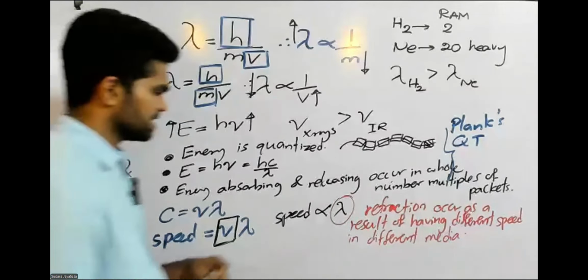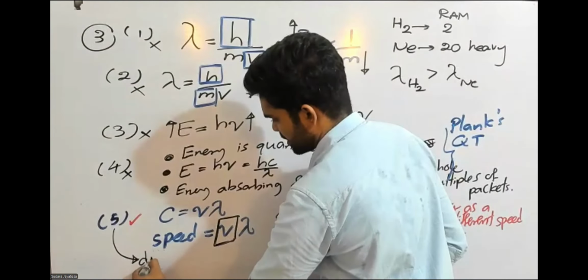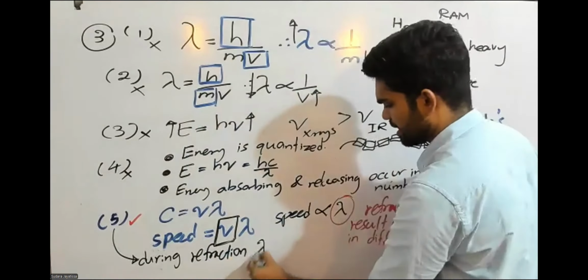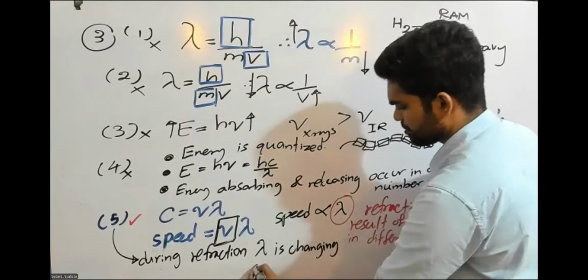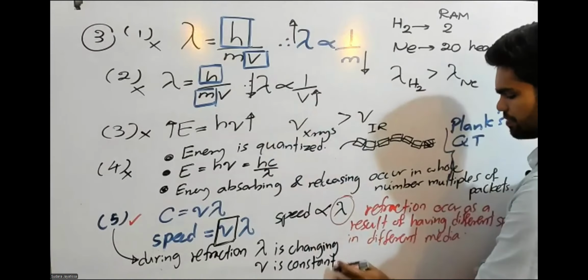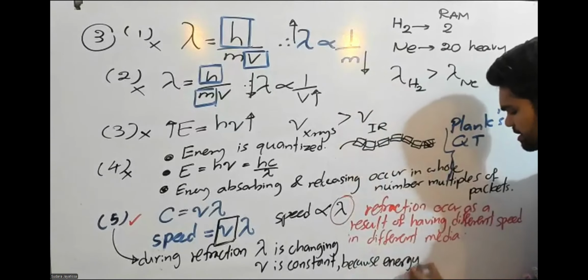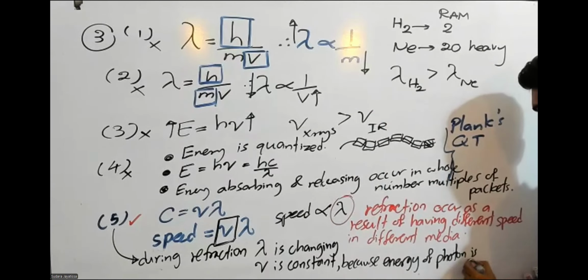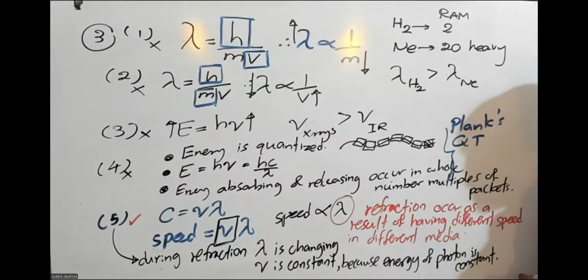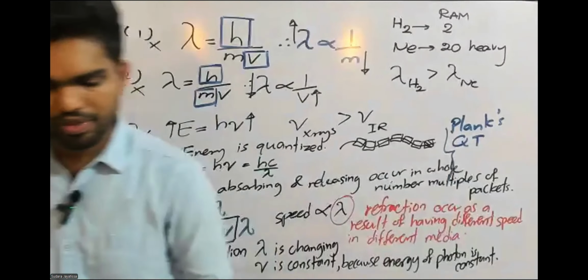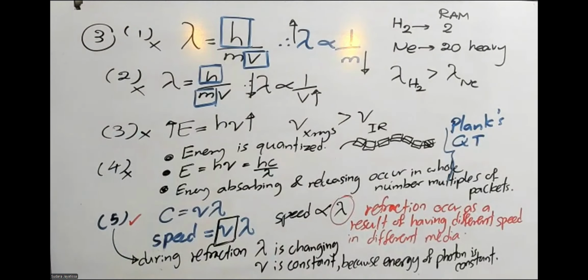So you can write an additional note here. During refraction, lambda is changing, frequency is constant. Frequency is constant because the energy of the photon is constant. You can't change the photon's energy. What you can change is the wavelength of that, right? Okay, so now let's go to the fourth question.